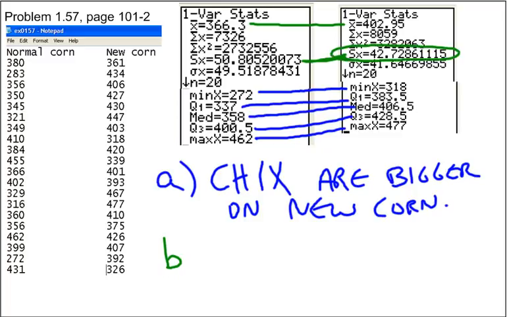So what this means is most of the chickens on the new corn are going to be between this weight, plus or minus the standard deviation, and most of the others are going to be here. So you can see, just like I got in the 5-number summary, the new corn is making the chickens bigger.